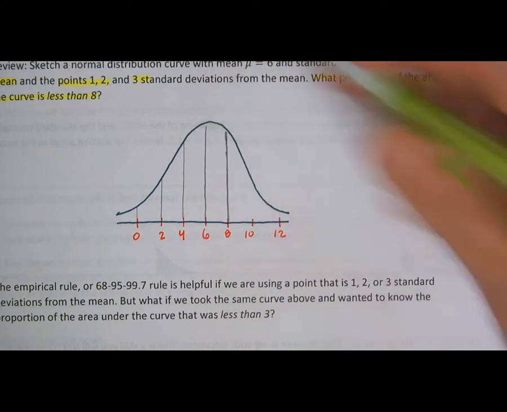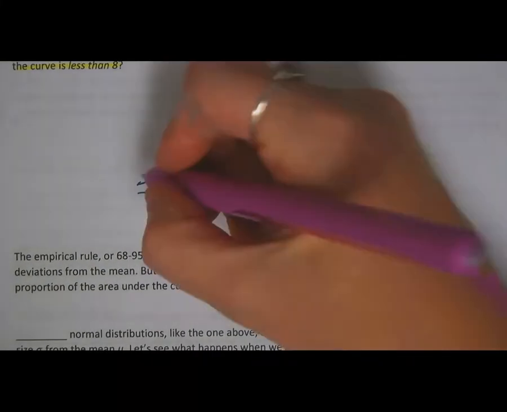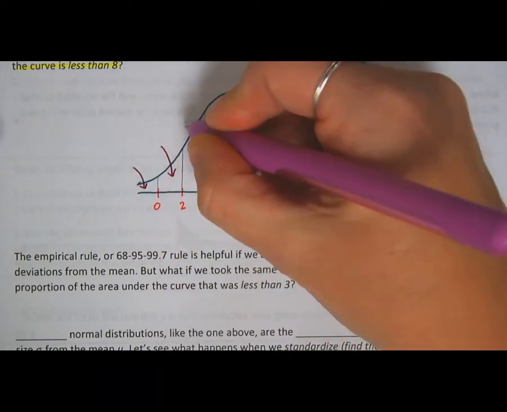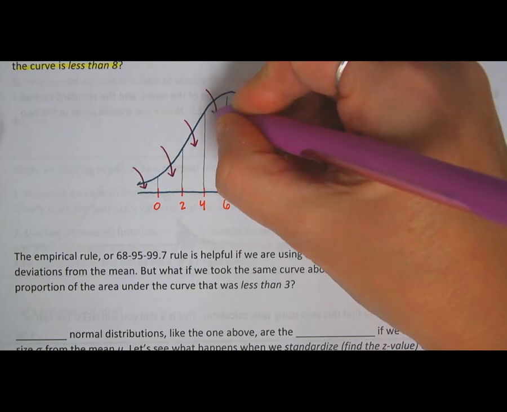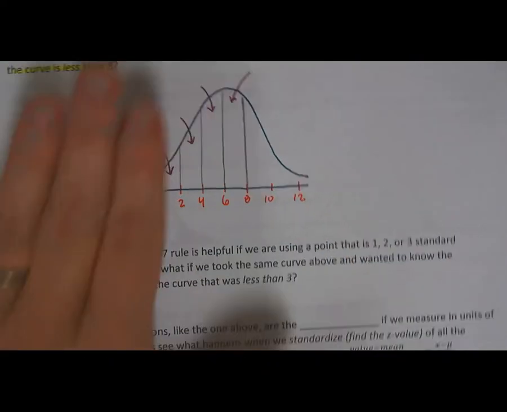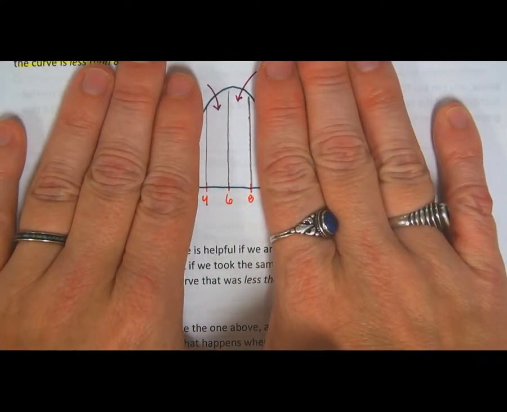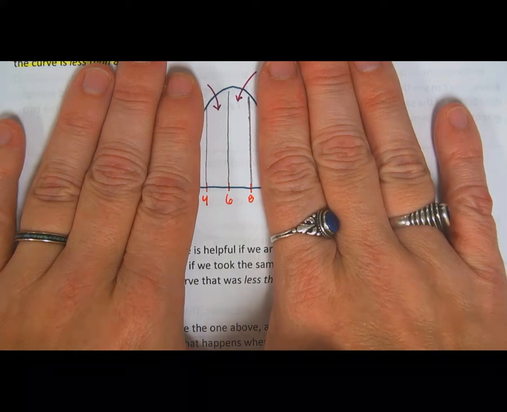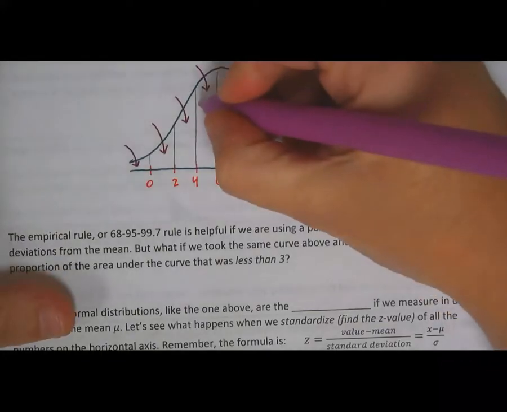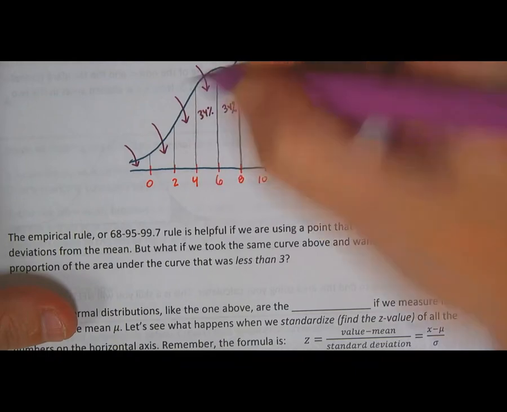Let's see if we remember, and it's okay if you don't, because I probably wouldn't remember if I was a student. But we're going to see if we can remember the percentages in all of these sections, and then we can just add them together. Well, the empirical rule says right here, within 1 standard deviation of the mean, in other words, from 4 all the way up to 8, is 68%. That means that there's 34% in each of these middle slices.